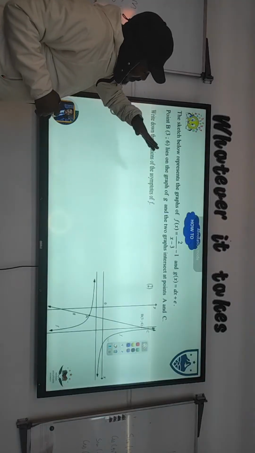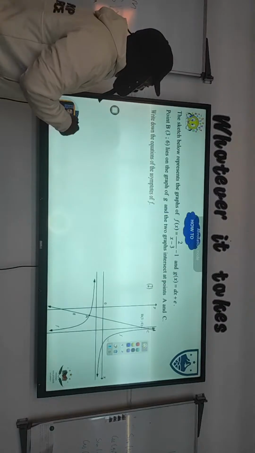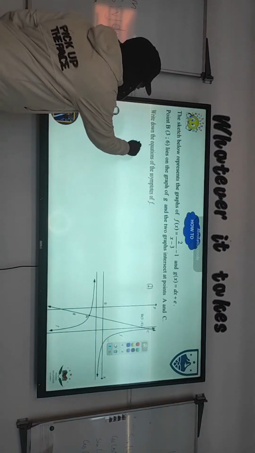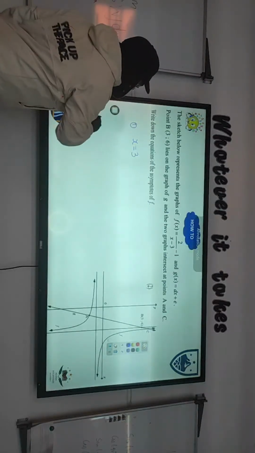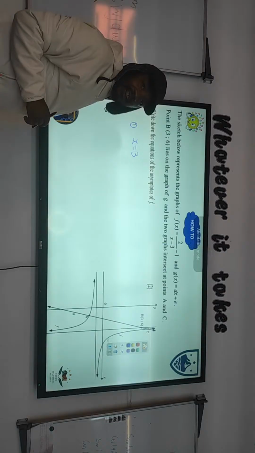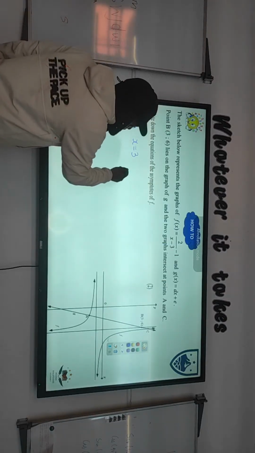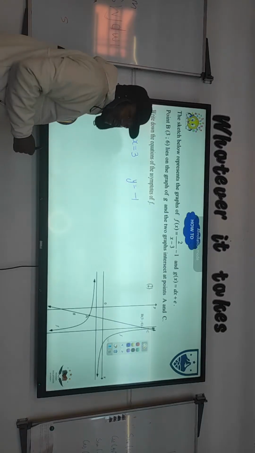So your f of x will be equal to 2 over x minus 3, minus 1. They say write the asymptotes. It's very important to say your x must be equal to 3, number 1. Those are your vertical asymptotes. And then the horizontal asymptote, your y will be equal to negative 1.